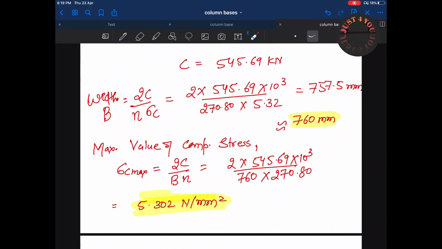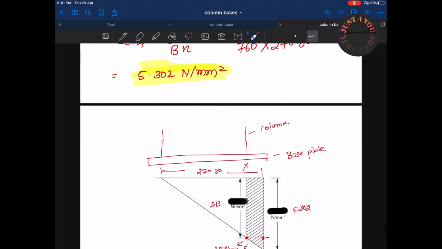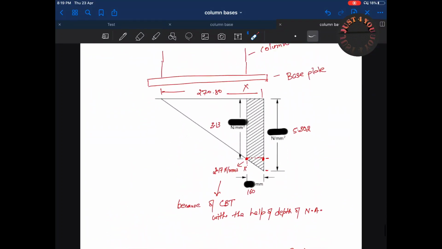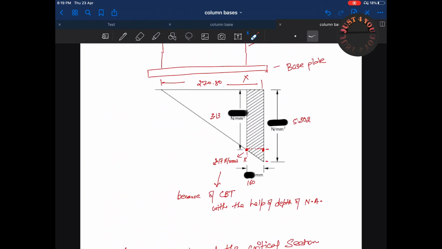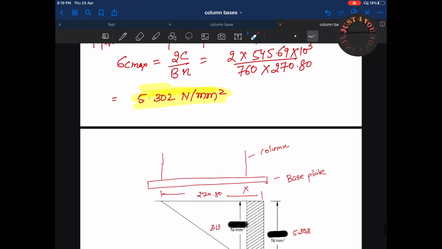Now the next step is to calculate the maximum compressive stress. For this we can use this equation, and rearranging it, sigma_c max becomes 2C upon B into N. Putting all the values here, we get 5.302 N/mm². This is a rough diagram showing the calculation. Now the value of maximum stress is 5.302 N/mm², which we derived here.